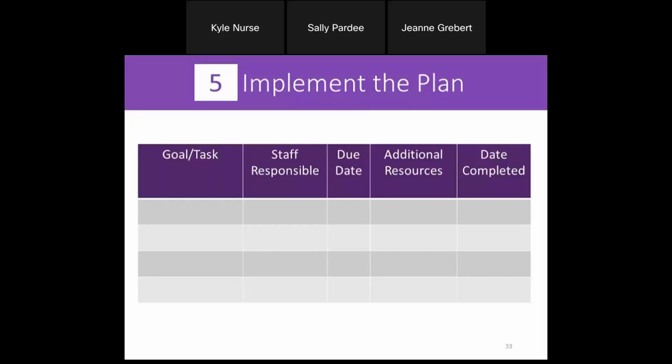So at this stage, you've already identified a couple of solutions for the problem. Now you want to focus on creating an action plan to make it happen. This step involves identifying who will be responsible for each task, establishing deadlines, determining if additional resources are needed, and keeping track of completed items.